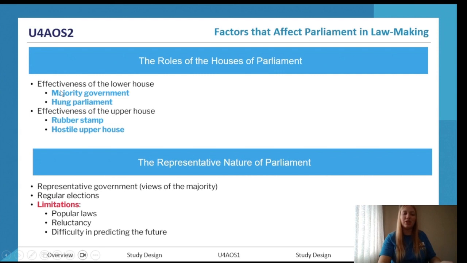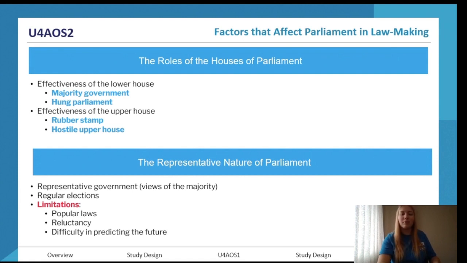But there are some limitations with regards to this, including popular laws, reluctancy, and difficulty in predicting the future. Let's start with the easiest, reluctancy. Parliament may be reluctant or hesitant to make laws if they are controversial. Even if a large group of the population want those laws, it will cause controversy with other groups and it can affect their votes, so they might not be passing laws that are controversial.